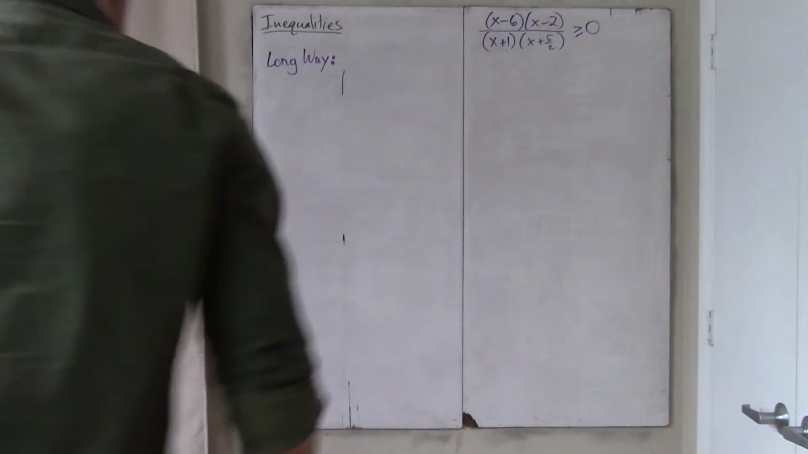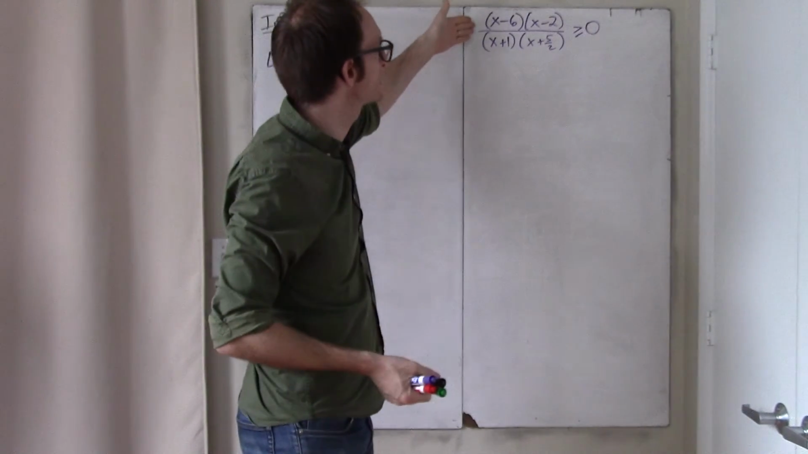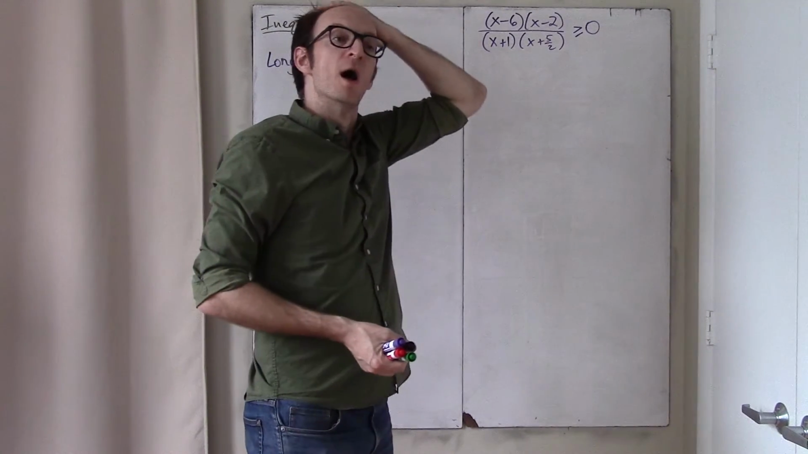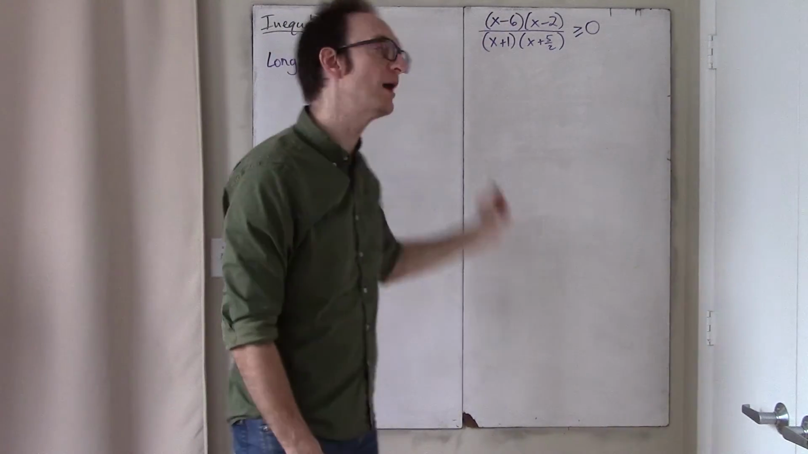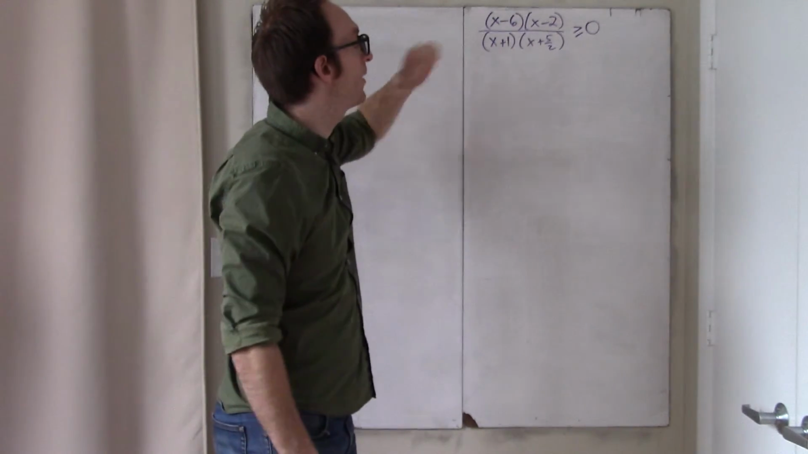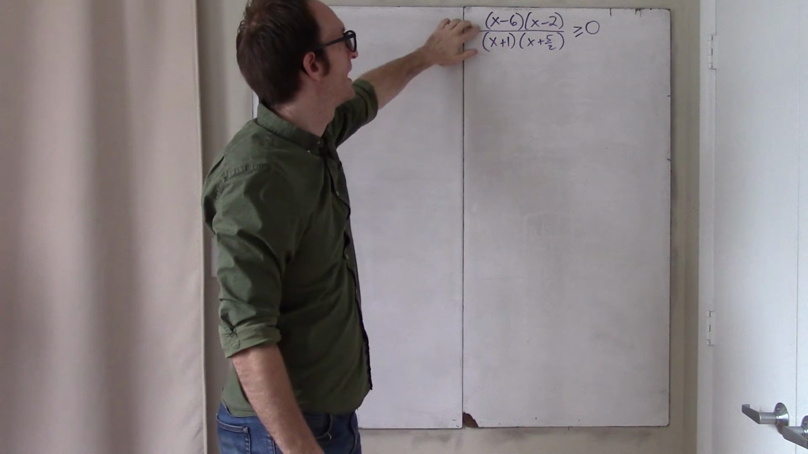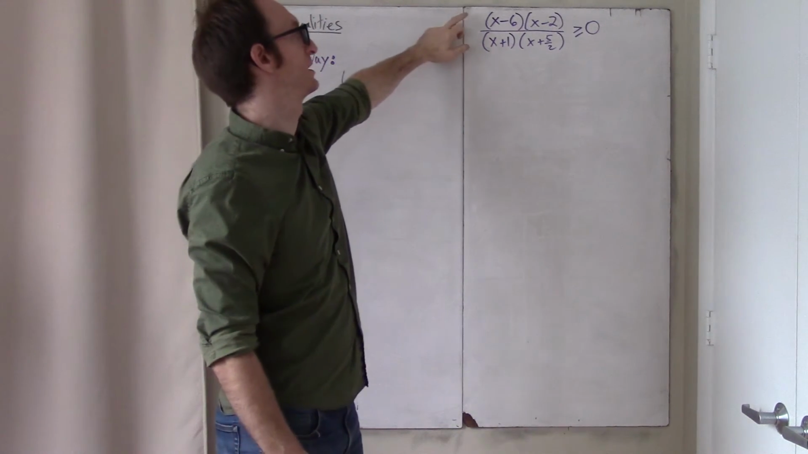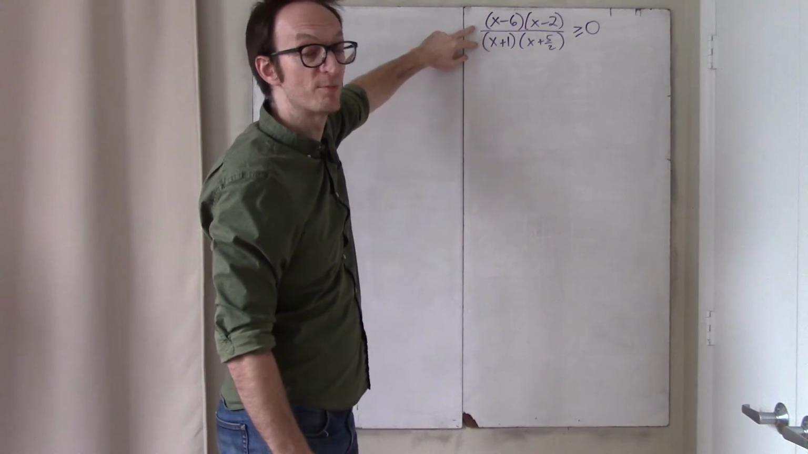Let's go. What is the long way? The long way says, I need to solve this inequality. Well, I want to know when this thing is positive. What is this thing? Well, it's a fraction. When is a fraction positive? Well, a fraction will be positive when either the numerator and denominator are both positive, or when they're both negative.